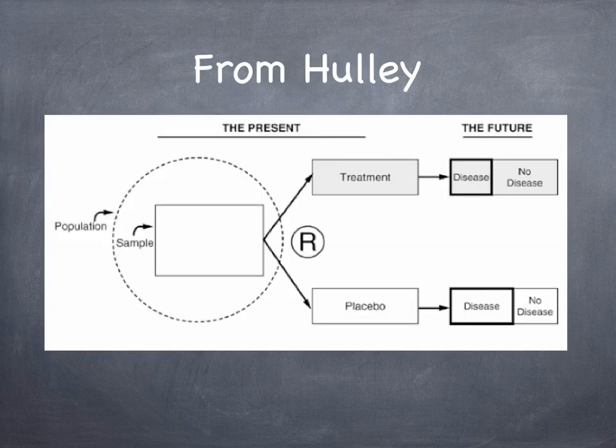Here's a graphic representation from the Hulley book depicting the randomized clinical trial. A sample is selected from the population of interest. That sample is randomly allocated to the treatment or placebo arm. These are also known as the intervention or control arms, and outcomes are measured at a later time.